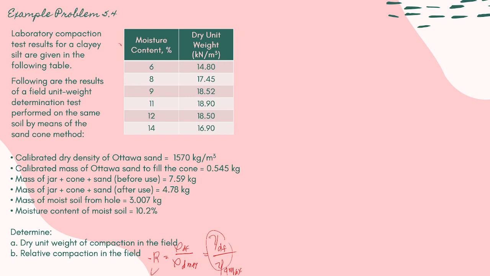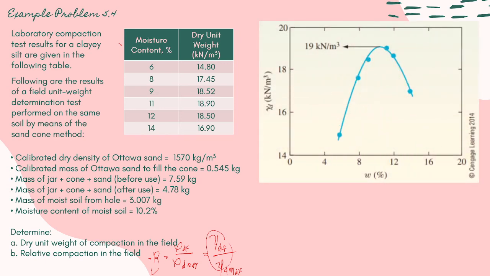It is not indicated if the test was the standard Proctor test or the modified Proctor test. Similarly, we just have to plot the moisture content versus the dry unit weight. You will arrive at this one, and you will notice that the maximum dry unit weight is equal to 19 kilonewton per cubic meter.